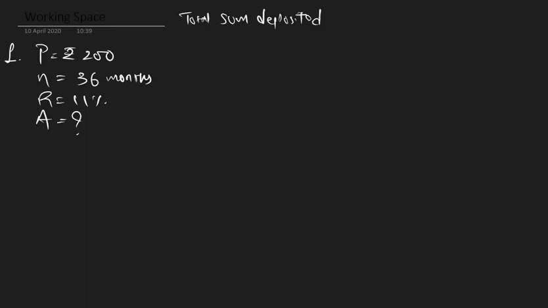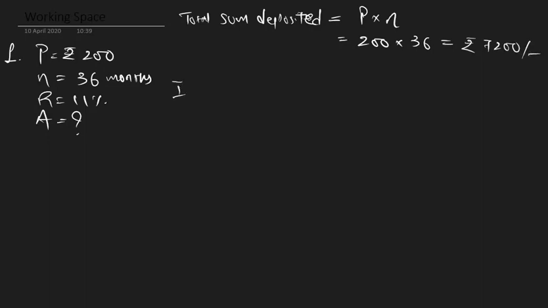Please excuse my handwriting. I'm struggling with this new software, but I'll get the hang of it. Don't worry about that. So P into N. P is 200, N is 36, so rupees 7,200. This is the total sum deposited.